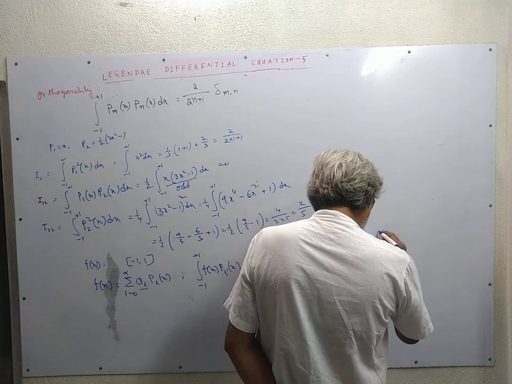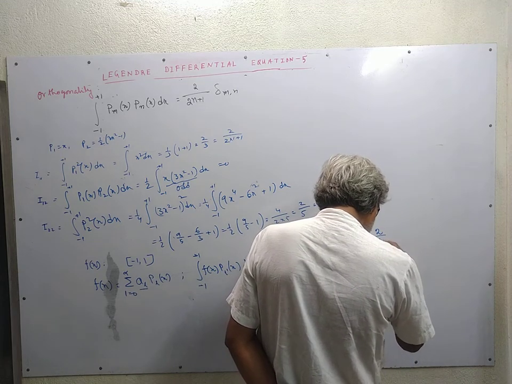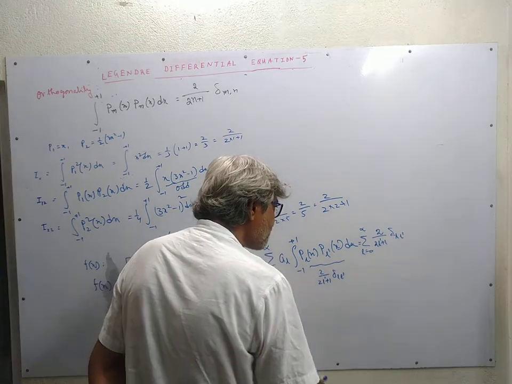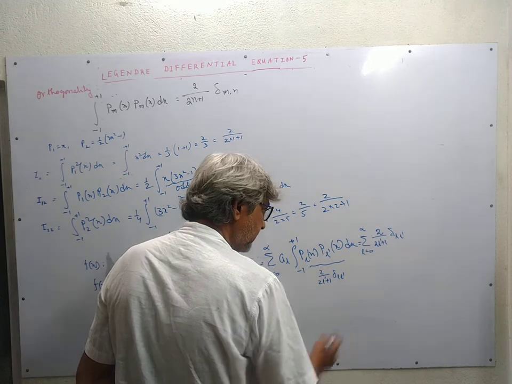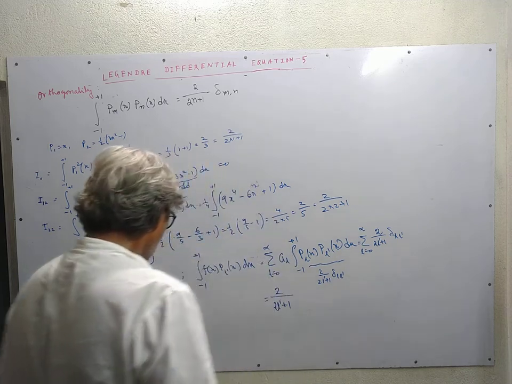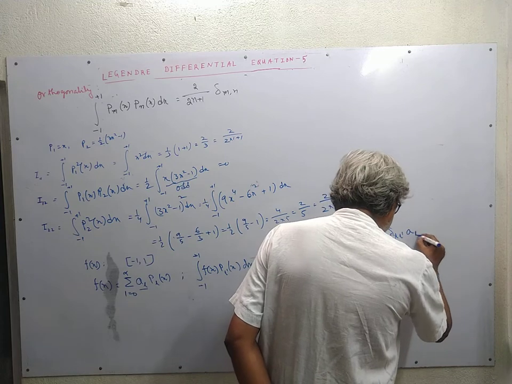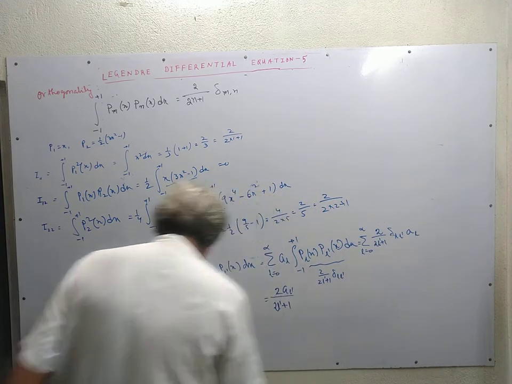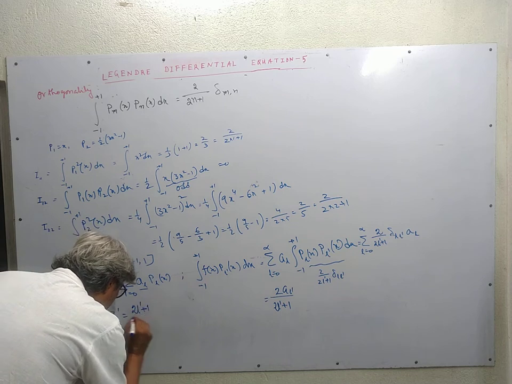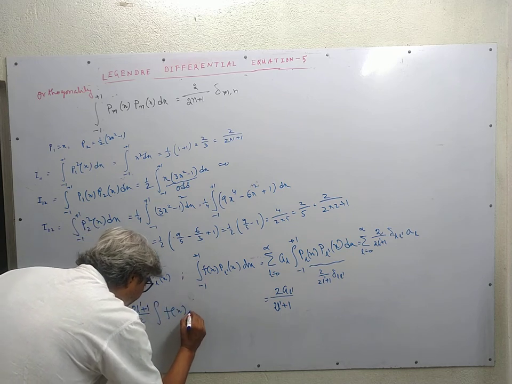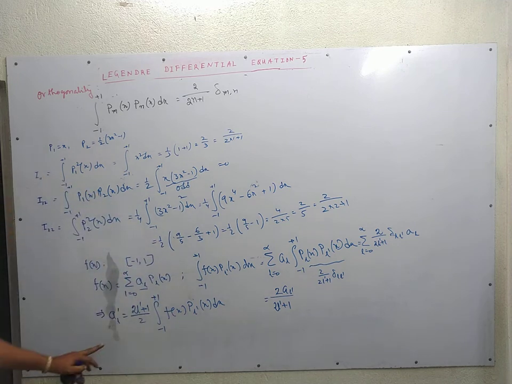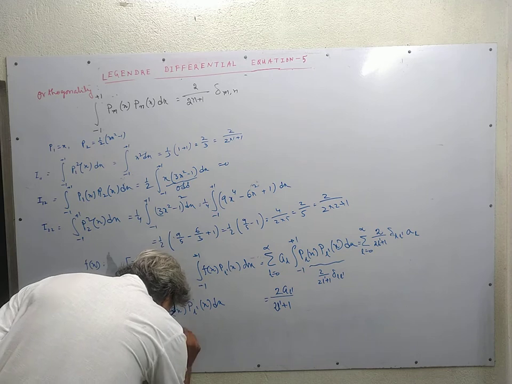So this will be 2 times, and when the sum is carried out, L is replaced by L prime. So this is 2 by 2L prime plus 1, and sorry, a_L prime, a_L is missing, and this is a_L prime, which gives you a_L prime is equal to 2L prime plus 1 by 2 times the integral of f of x P_L prime of x dx from minus 1 to plus 1. This is the expansion known as Fourier Legendre expansion.